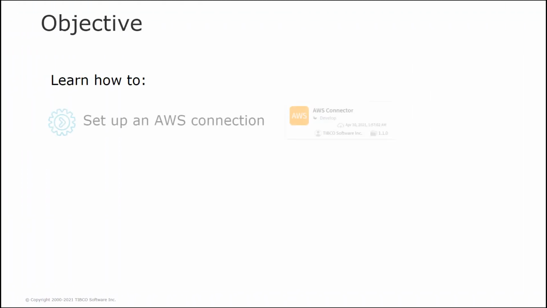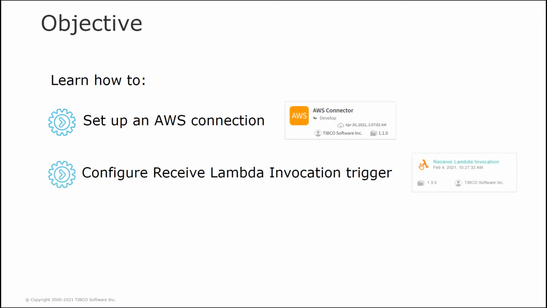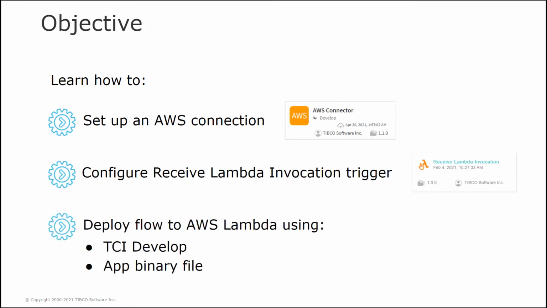In this demonstration, we'll first set up an AWS connection. Then we will configure the Receive Lambda Invocation trigger to create an app in TCI Develop that can be deployed as an AWS Lambda function. We will also see how to deploy the app using an app binary file.